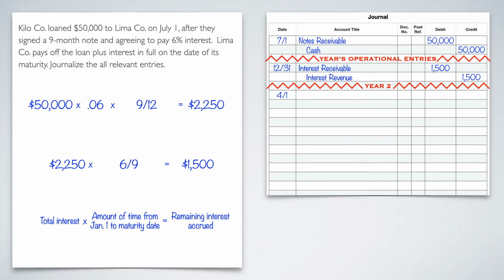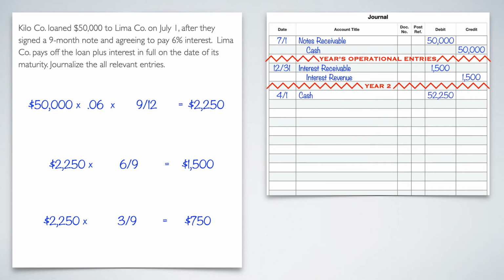So again, our total interest over the life is going to be 2,250. The amount of time from January 1st to this maturity date is going to be 3 months, so 3 over 9. And that will give me the remaining 750. All right, so now that I have all that, now I can do my final journal entry of them repaying us. So what am I getting? I'm getting cash. How much cash? Well, I'm getting everything. I'm getting not only the 50,000 in principal, but the entire interest, which is 2,250. So if I add that together, that's going to give me 52,250.